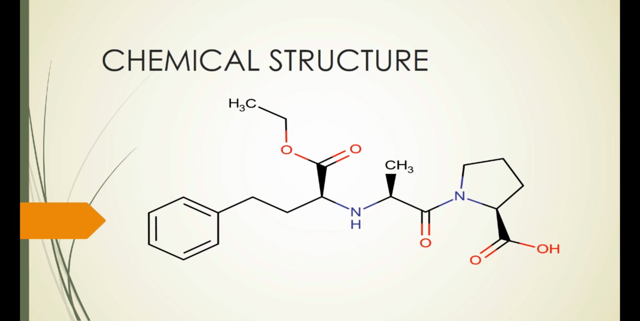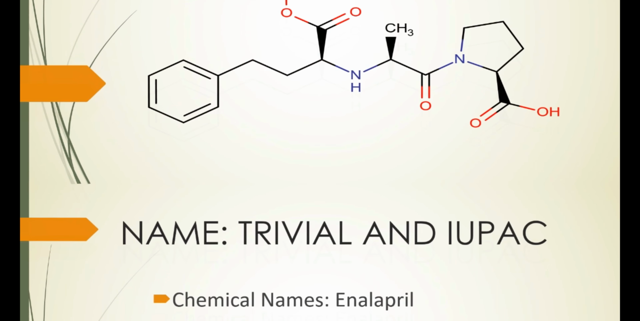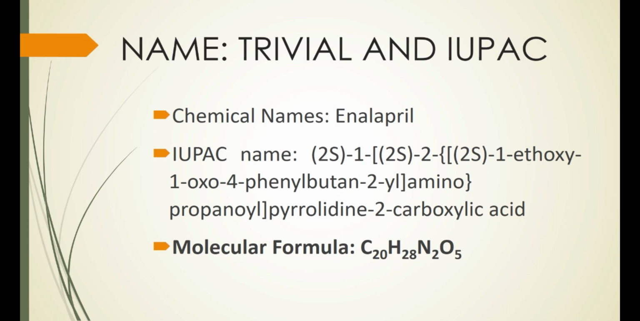Firstly, let me introduce you to the chemical structure of Enalapril. This is the chemical structure of the Enalapril drug. Next, the chemical name is Enalapril, and the IUPAC name is 2S1, 2S2, 2S1-ethoxy, 1-oxo-4-phenylbutane, 2-amino-propanoyl pyridine 2-carboxylic acid. This drug has a molecular formula of C20H28N2O5.